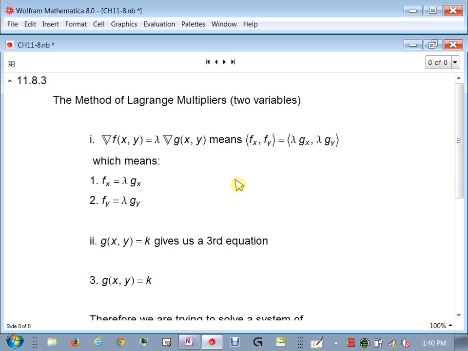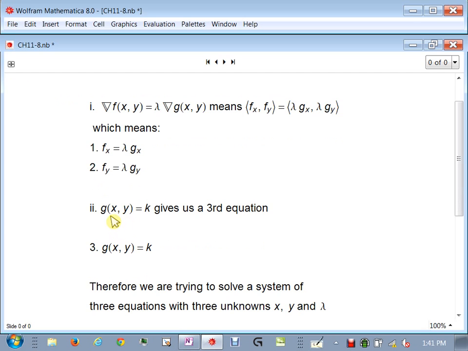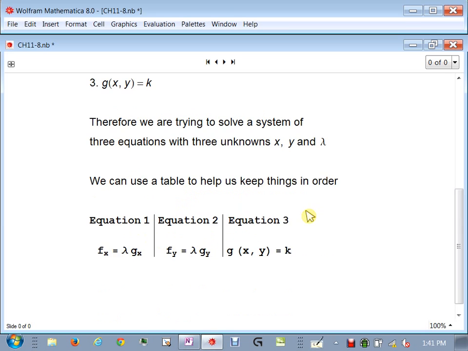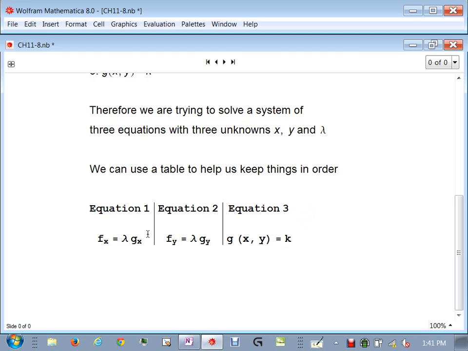So in order for us to figure out the max-mins, where they happen, we'll have to solve this equation, we'll write this equation out. That gives us two equations. And then the constraint equation is a third equation. And so we're going to have three variables, x, y, and lambda, and three equations, and we're going to try and solve that.